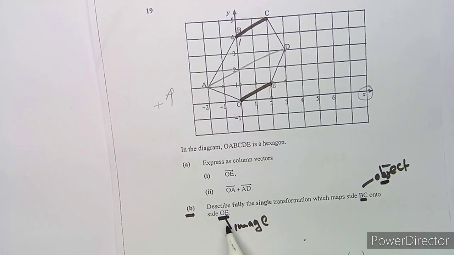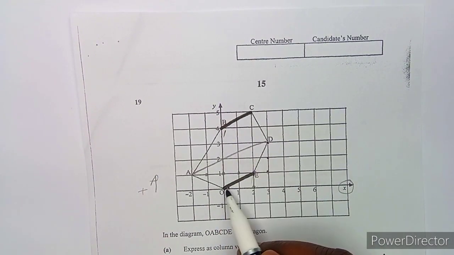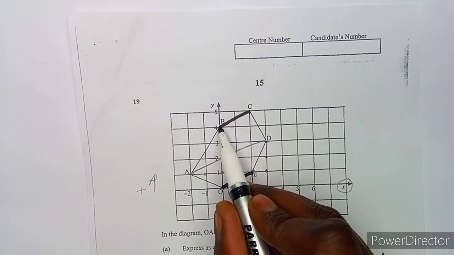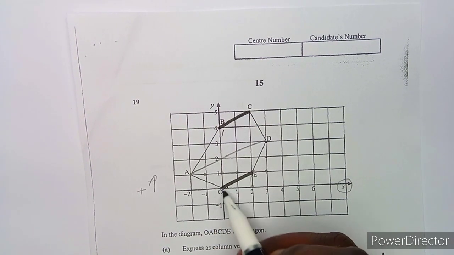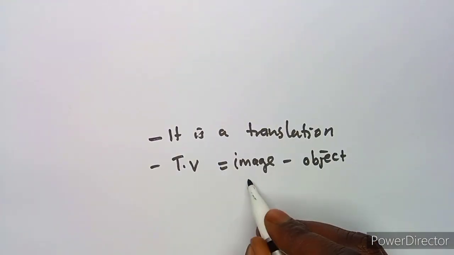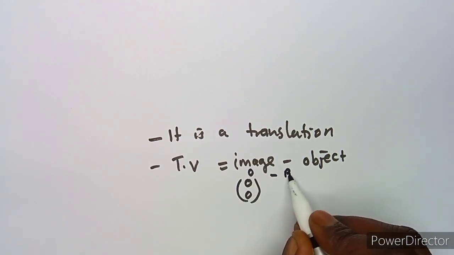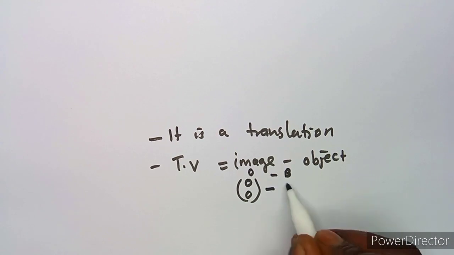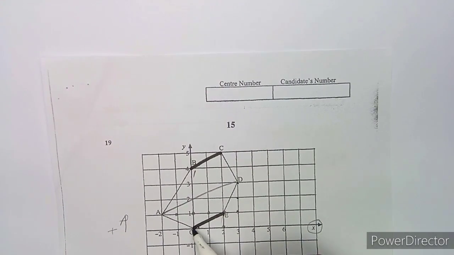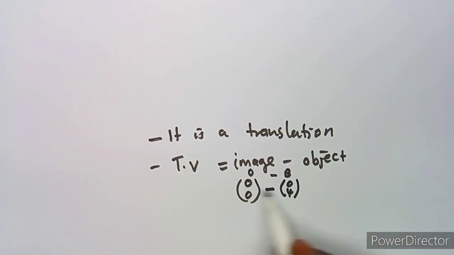So you just take corresponding points, like OE is our image, so it's image minus object. You can take this point O, which corresponds with B. So O is 0, 0 minus B, which is 0, 4 as a point. So point O minus point B, image minus object. If we subtract this, we are going to have 0 minus 0, that is 0, and 0 minus 4, which is minus 4. So that is your translation vector.